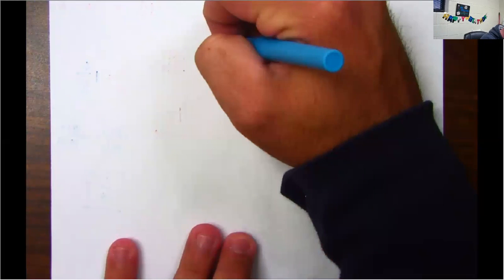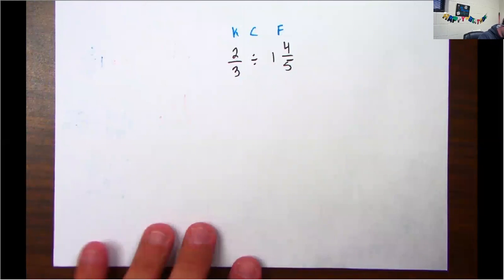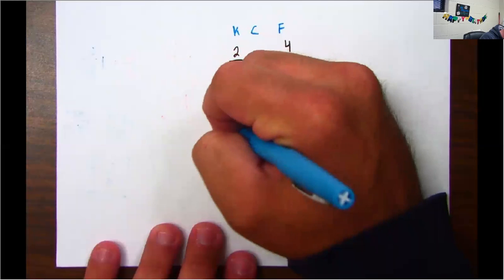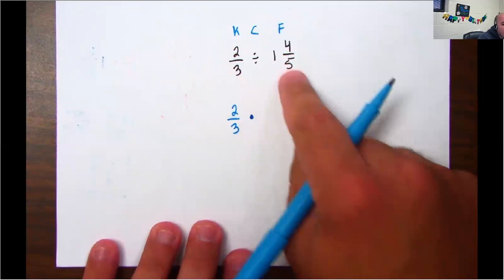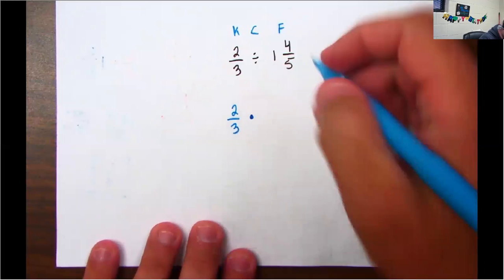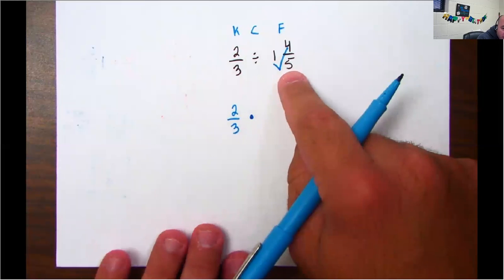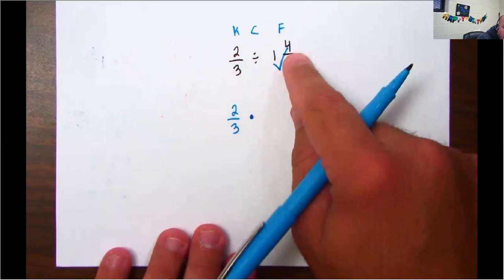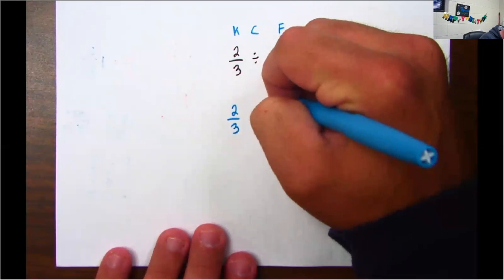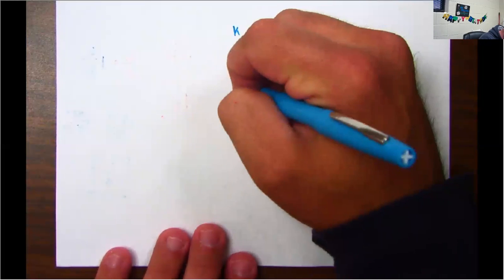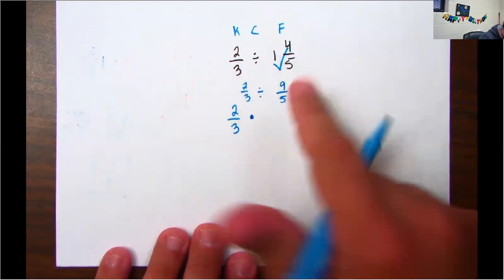So again, keep it, change it, flip it. So keep the first fraction, change from division to multiplication. Look at this, I got a mixed number. We need to do the check mark. 1 times 5 is 5. 5 plus 4 is 9. So in reality, this is 2/3 divided by 9/5.